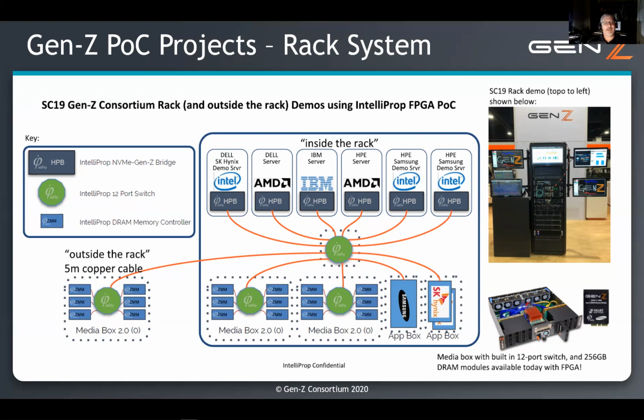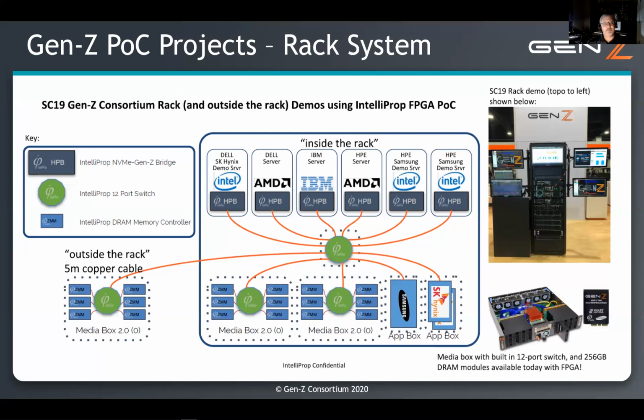We did that at Supercompute, and we were able to show very good results, where we actually saw about a 5x improvement in latency compared to going to NVMe, and we saw the ability to allocate memory to all these different servers through the Gen Z fabric.